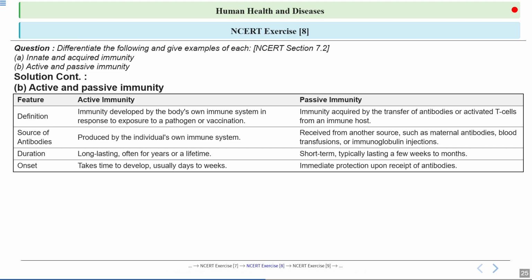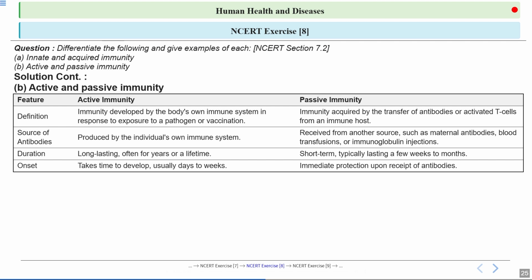Now you can see active immunity is triggered by exposure to a pathogen or vaccination. Here antibodies are produced by the host itself. The host immune system will produce these antibodies. It is long lasting, often for years or for a lifetime as well. But it takes time to develop this active immunity, usually days to weeks.